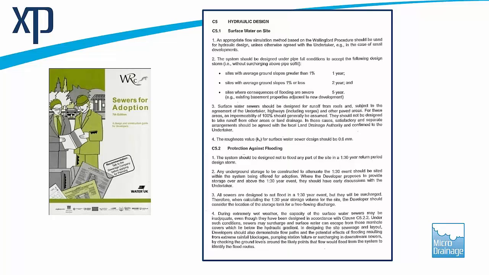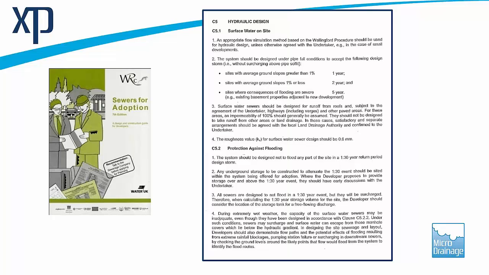Next, we have section 5.2, which is protection against flooding. Now, this covers more severe storms. So, say during a 1 in 30 year storm, the sort of storm that you might see only maybe 2 or 3 times in your lifetime, these very, very severe storms, we can't flood during those. So although the pipes are allowed to surcharge, they're not allowed to flood.